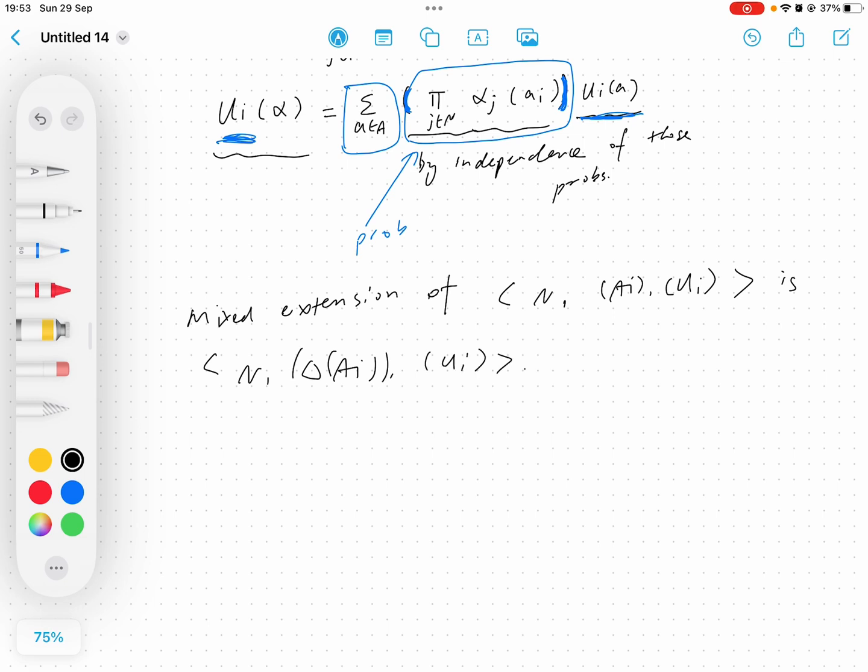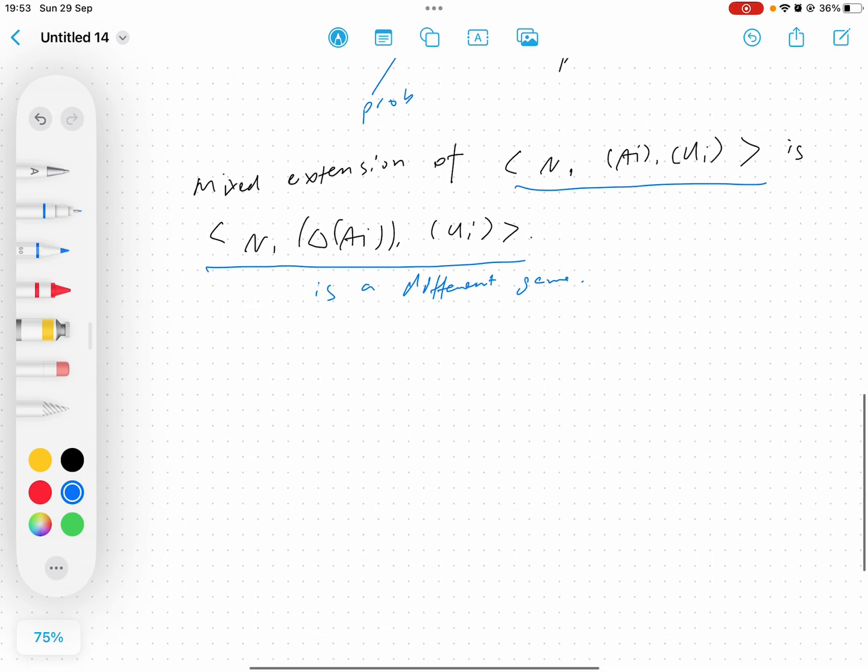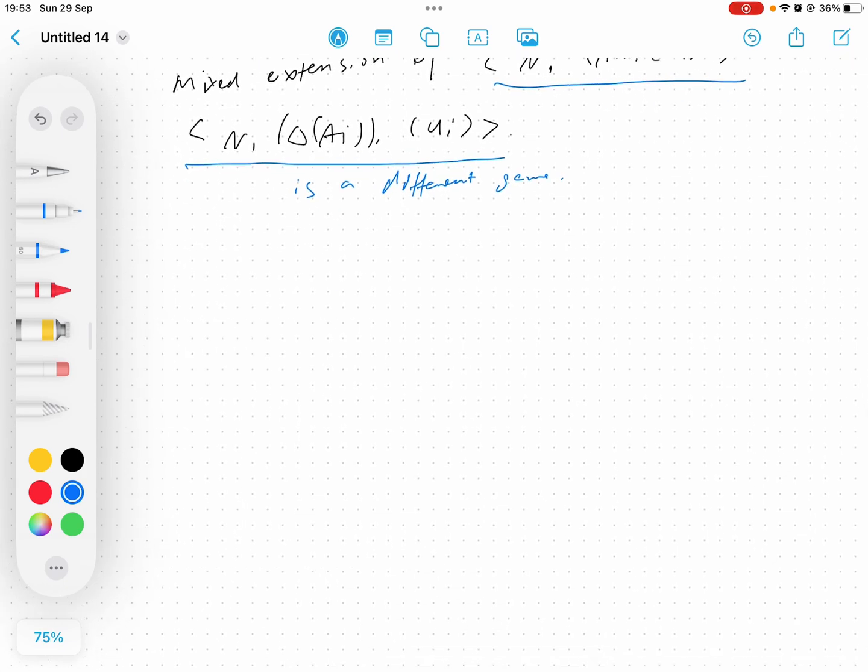But notice that after we replace the action profile with the mixed strategies, this game is completely a different, new game, right? So those games, they're different. All right. So those are just two games.